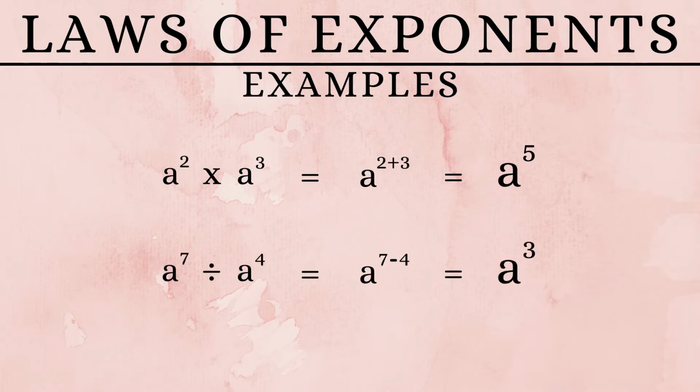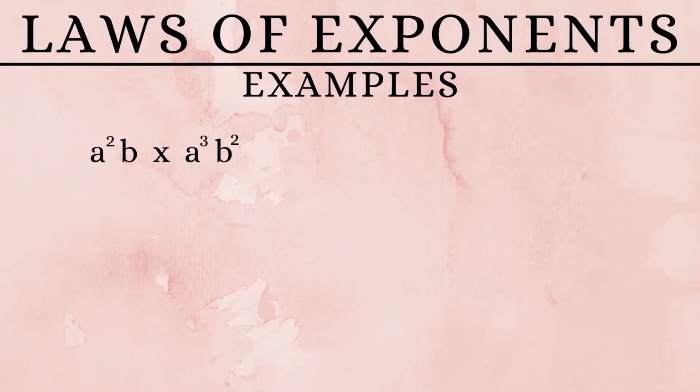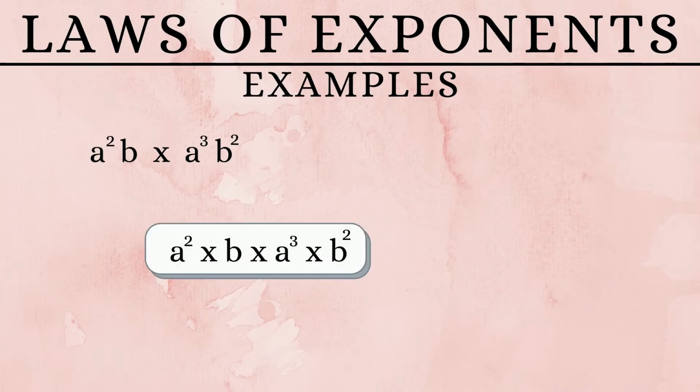Now, let's consider slightly complicated terms. A square b into a cube b square. If you note carefully, in this expression, we multiply a square, b, a cube and b square. And since multiplication is commutative, we can rearrange these terms to get a terms together and b terms together.